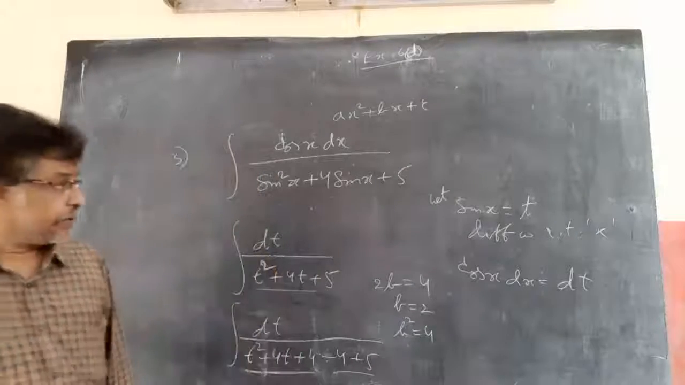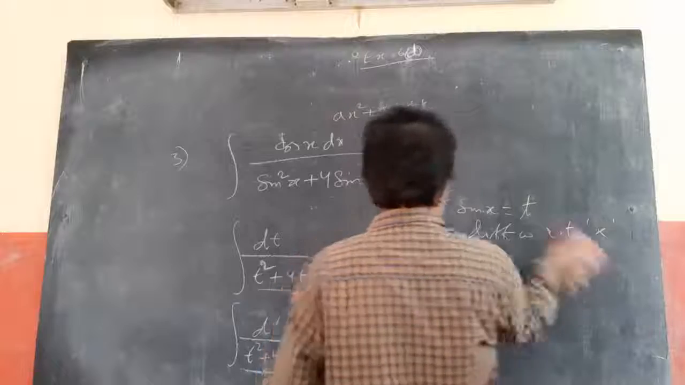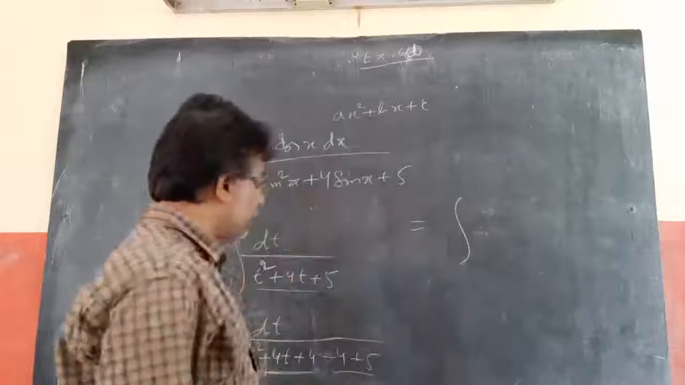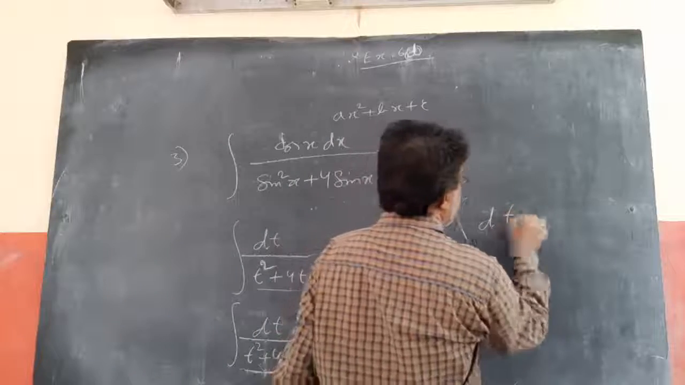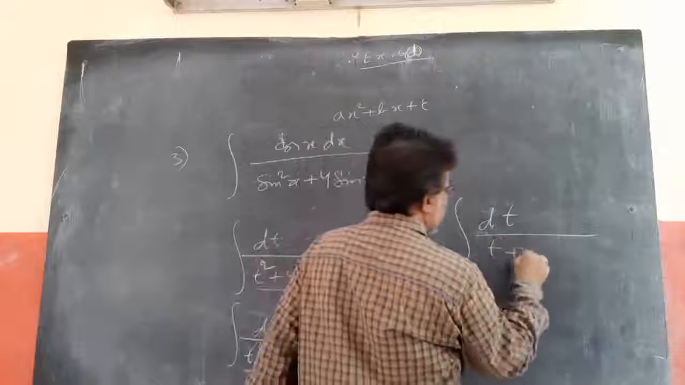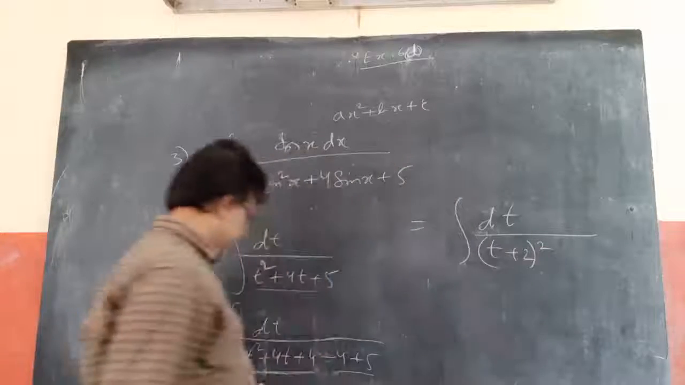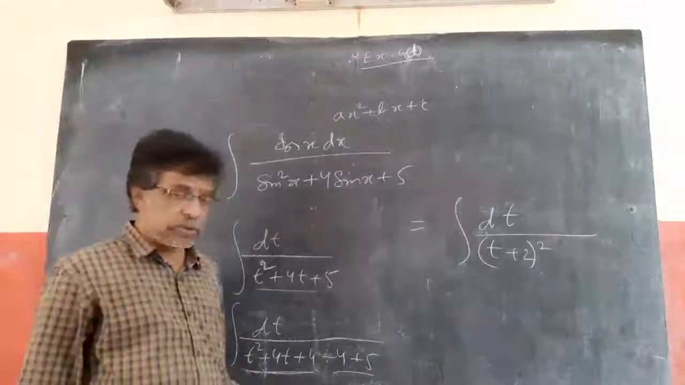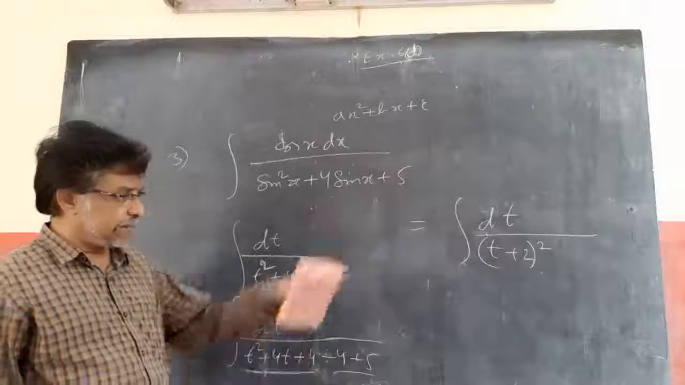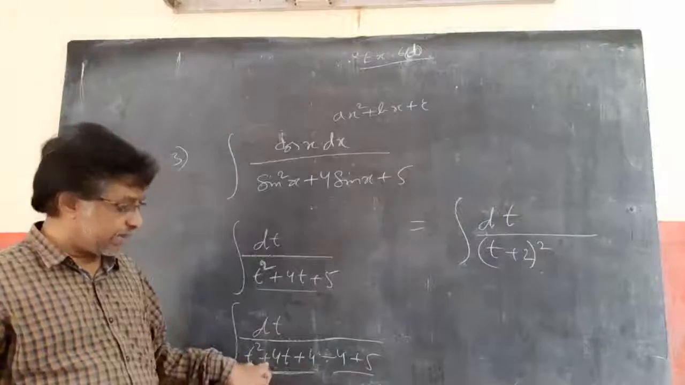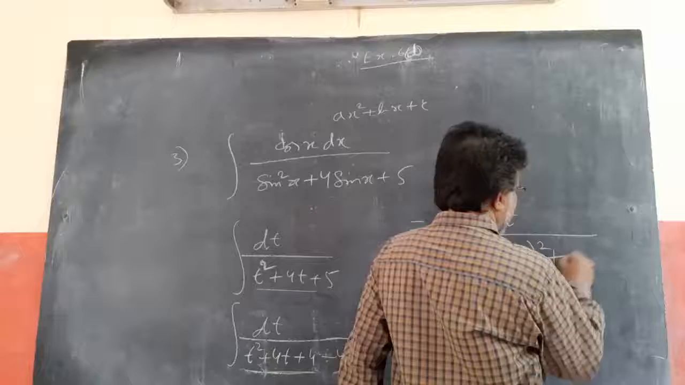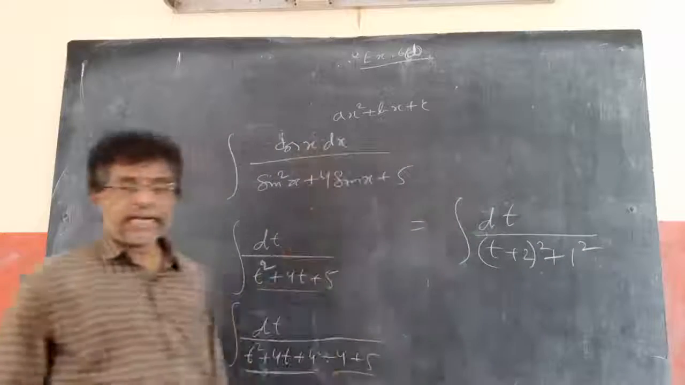So finally what do you get? This becomes the integral of dt by t plus 2 whole square, a plus b whole square, I told a square plus 2ab plus b square, t plus 2 whole square. Always b is whatever value you get, a plus b whole square or a minus b whole square depends on minus or plus here. Next, 5 minus 4 is 1. 1 I can write as 1 square.